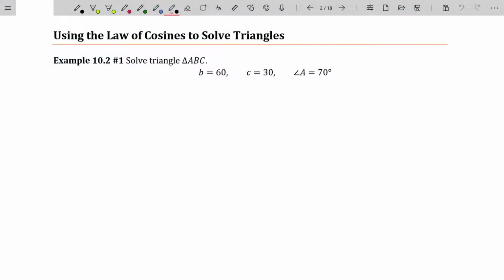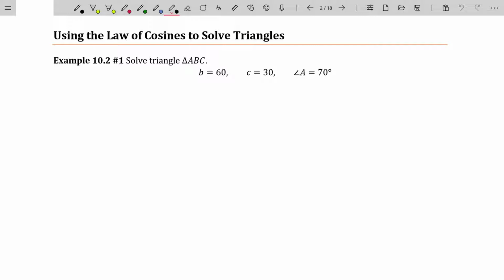Hello, my name is Roy Simpson, Professor of Mathematics at Cosumnes River College in Sacramento, California. This video is the second video in a series on the Law of Cosines, and you should have already watched the first one, which is just the theorem and proof of the Law of Cosines. And now we are going to go ahead and use the Law of Cosines to solve triangles.